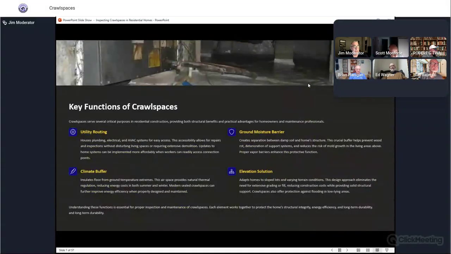Key functions of a crawl space. Crawl spaces serve several critical purposes in residential construction, providing both structural benefits and practical advantages for homeowners and maintenance professionals. Utility routing.